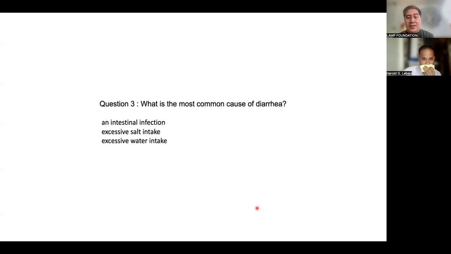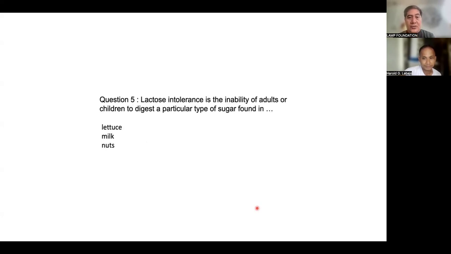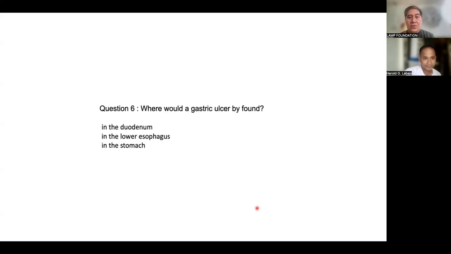A low fiber diet can cause or exacerbate which of the following? Constipation. A sore on the mucous membrane of the oral cavity is commonly known as? Mouth ulcer. What is the most common cause of diarrhea? Intestinal infection. A hiatus hernia is the protrusion of which of the following into the thorax? The upper part of the stomach. Lactose intolerance is inability of adults or children to digest a particular type of sugar found in? Milk.